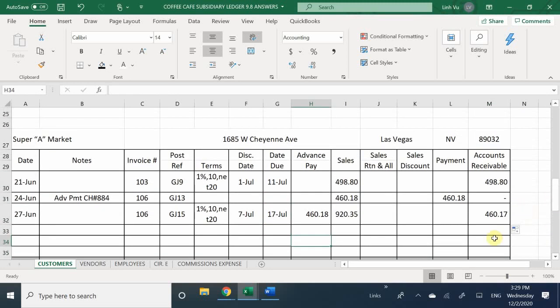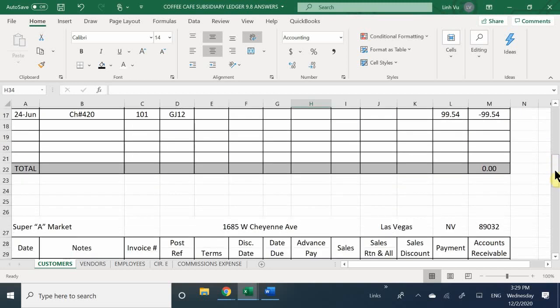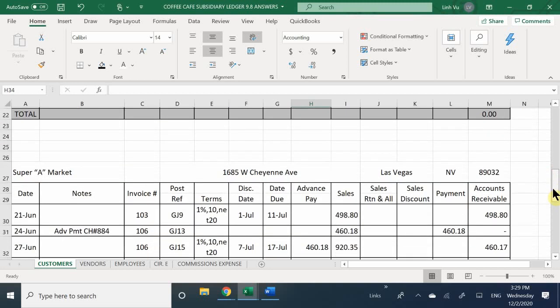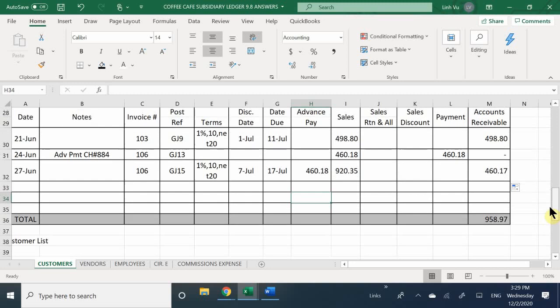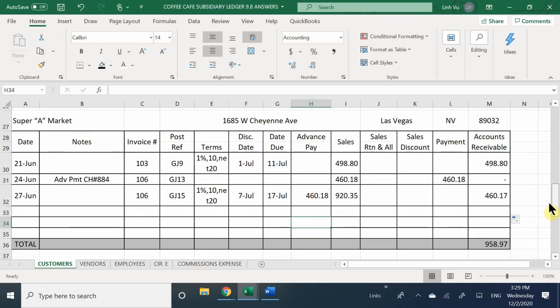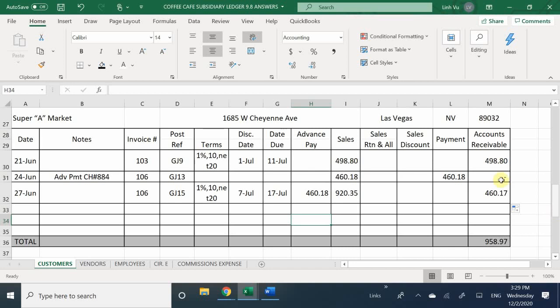So let's watch this one carefully, because this is the one you had a question on. Why can't I just place this in there? Let me go back and try to adjust this so it's in the middle. So Super A market, right? We just placed this invoice in for 106. How you understand this could be in many different ways. Okay, I'm going to erase this.